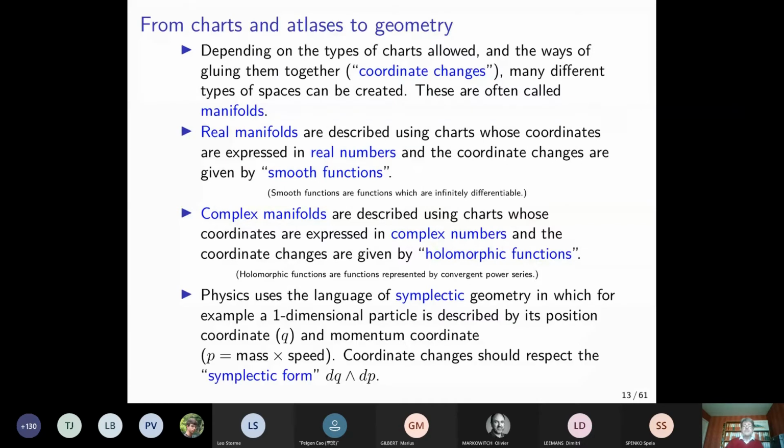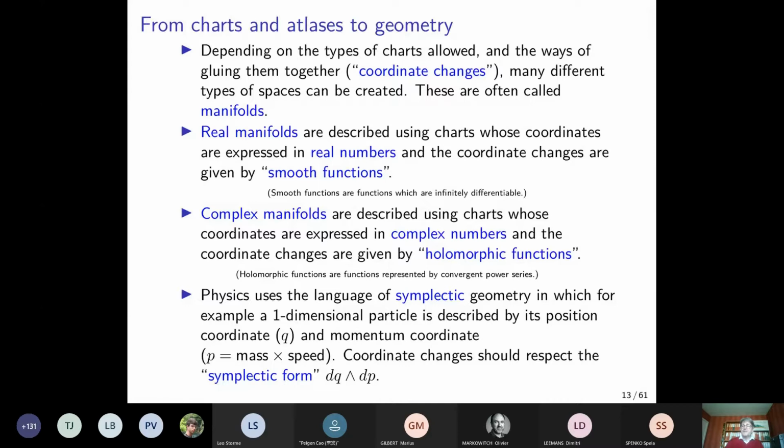Physics uses the language of symplectic geometry. At least this is one of the languages they use. And in symplectic geometry, or in the way physics uses it, for example, a one-dimensional particle is described by its position coordinate and momentum coordinate. And coordinate changes should respect something which is called a symplectic form.